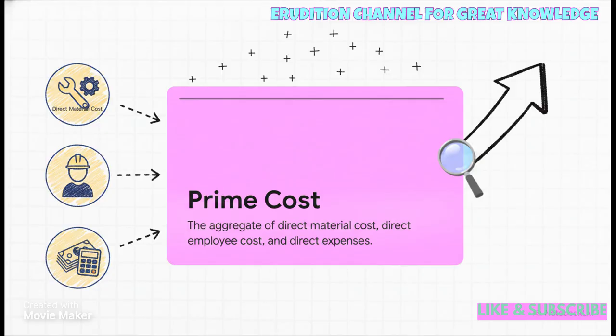Write this down for your exam formulas. Prime cost is the core. It represents your directly traceable expenditures. It's simply the sum total of all your direct costs. That's direct material plus direct employee cost plus direct expenses. That's the whole shebang for prime cost.